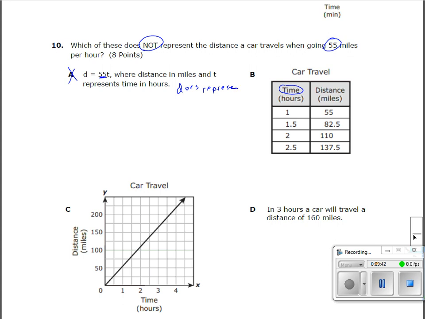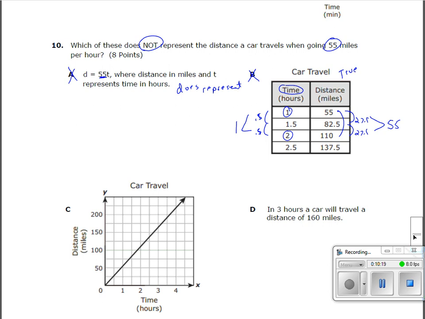Well, this one went from 55 to 82.5, which is 27.5, and 27.5, but I only went up a half and a half, or 0.5, 0.5. As I go up, if you look, I went from 1 to 2, which is a total of 1, and in here I went from 55 to 110, for a total of 55 miles per hour. So I would say that is a true statement as well.